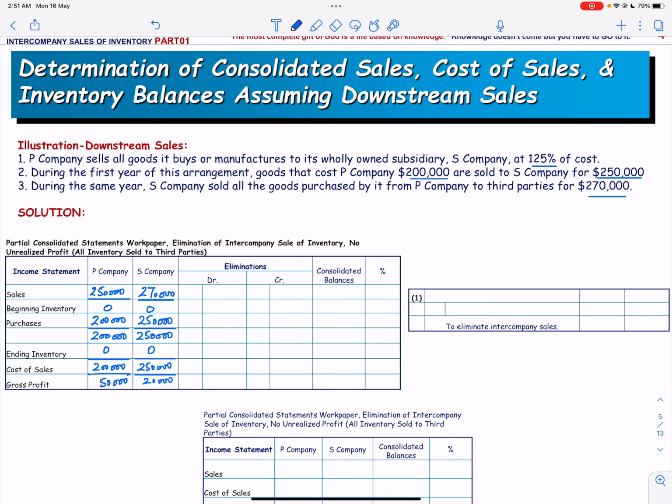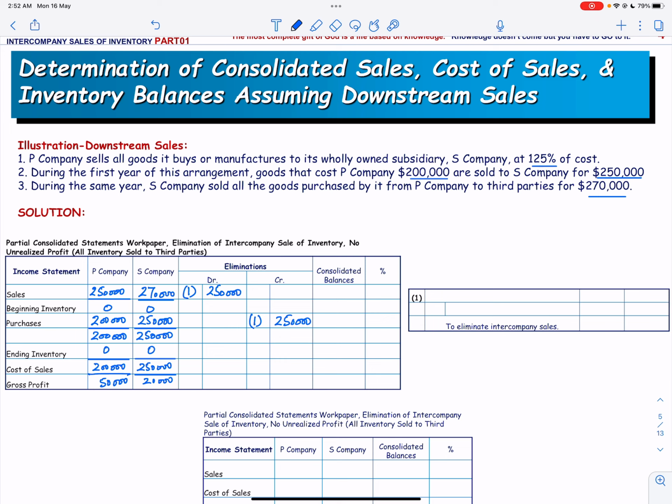Now the sales of P company to S company is an intercompany sale, so it has to be eliminated by debiting the sales. So the first elimination is of sales by 250,000 because P company sells to the subsidiary. Similarly, purchases by the subsidiary from P company must be eliminated, because such a transaction has taken place, intercompany purchases of 250,000.